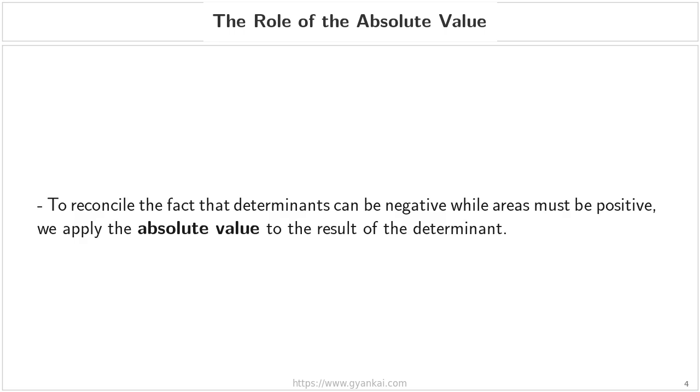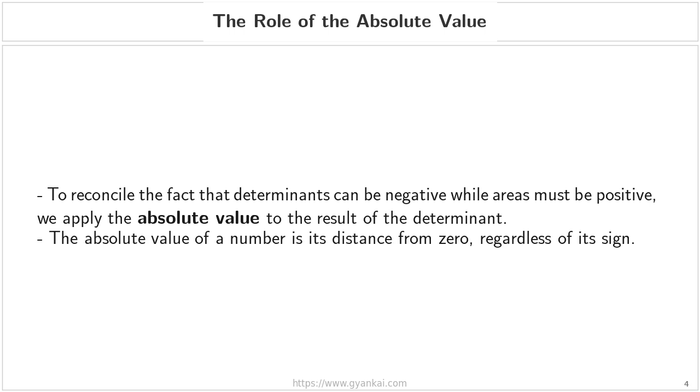Now, we have a bit of a mathematical conflict on our hands. As we discussed in the previous slides, a determinant can result in a negative number depending on the order of the vertices, but as we established earlier, physical area can never be negative. To reconcile this conflict, to bridge the gap between the signed result of the determinant and the positive nature of area, we apply the absolute value to the result of our determinant calculation. If you need a quick refresher, remember that the absolute value of a number is simply its distance from 0 on a number line, which means we ignore the sign and focus only on the magnitude.